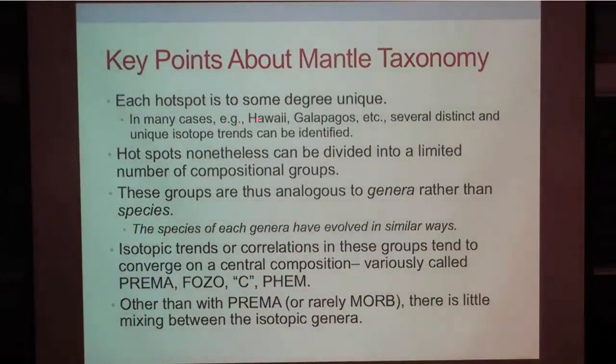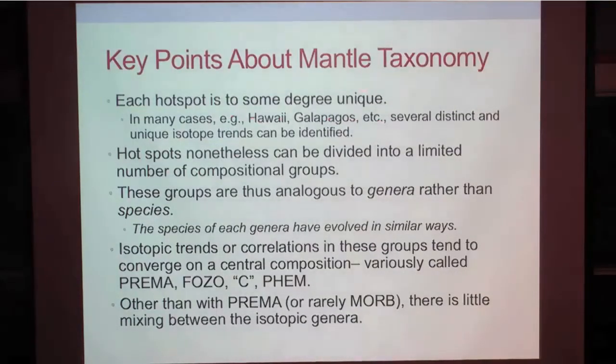Okay, so each hotspot is to some degree unique. We're not dealing with unique components. That's the point. We're dealing with something a little bit different. In some cases, Hawaii, Galapagos, several unique isotopic trends can be identified, but they're nevertheless similar. Despite that, hotspots can be divided into a limited number of compositional groups. Al Hofmann called these species at one point. I think a much better analogy is genera, each of which has several species, the individual island chains. And the point is, the species of each genera have evolved in similar ways. That's why they group like that.